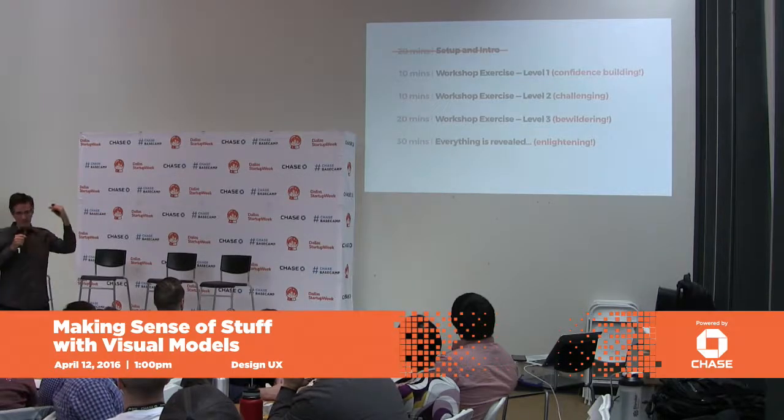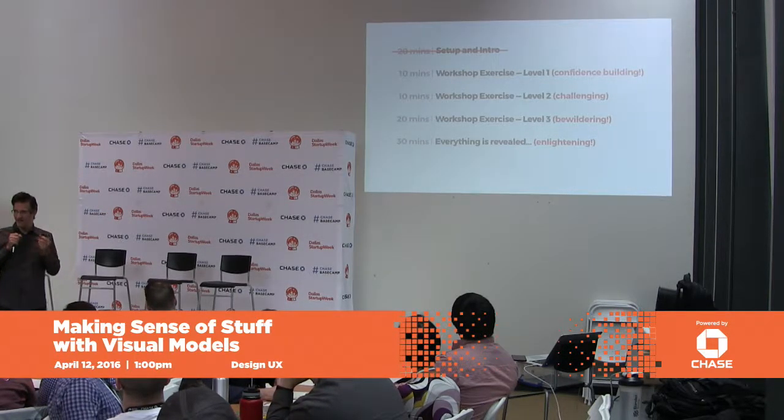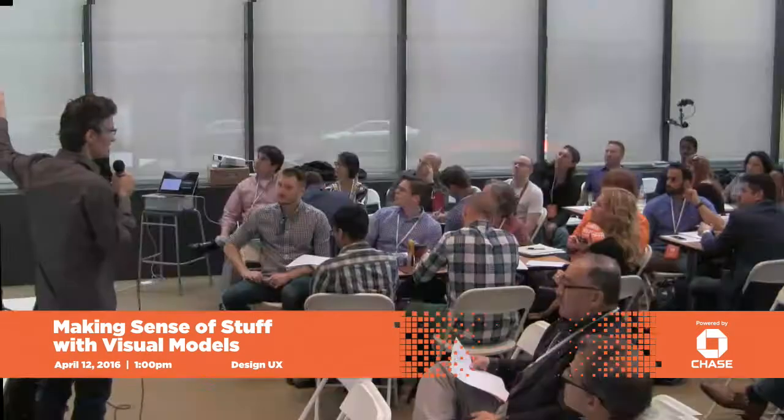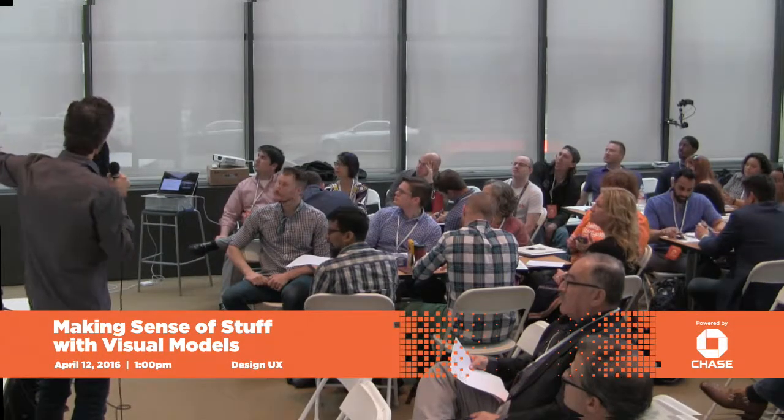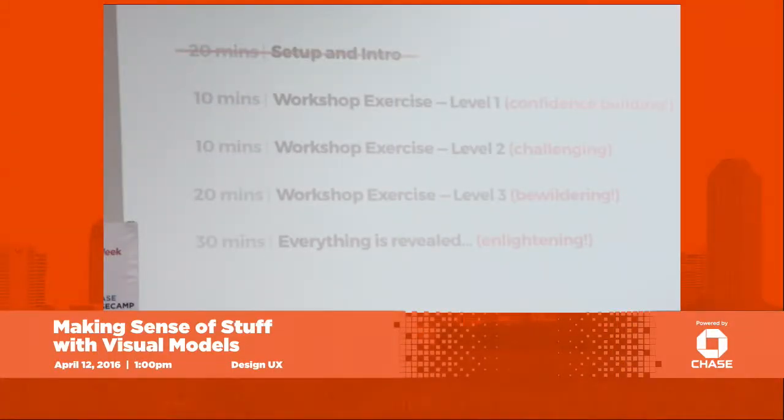We're going to do a workshop that builds through an exercise that builds through three levels. So I'm going to give you a challenge. And the first round, you're going to feel pretty good. It's confidence building, right? Just like a game. And then I'm going to add a twist to it, and it's going to be a little more challenging. And then I'm going to add another twist to it, and it's going to be bewildering and overwhelming and confusing, right? And I'm actually going to spend the last 30 minutes to talk about some of the stuff that will make these types of visual challenges easier, all right?